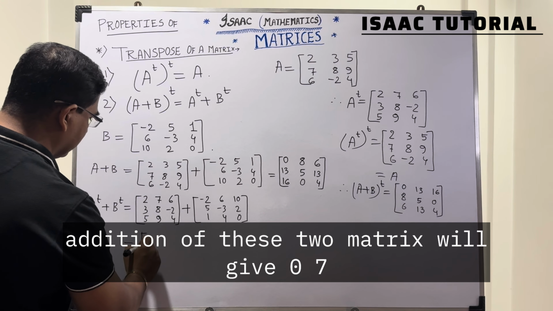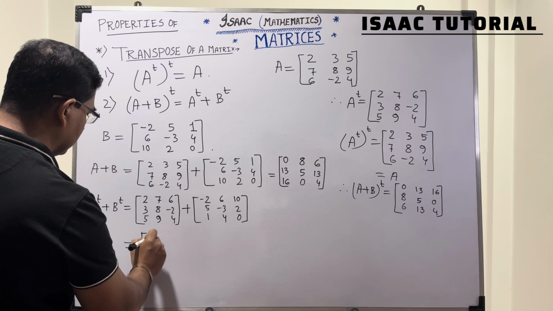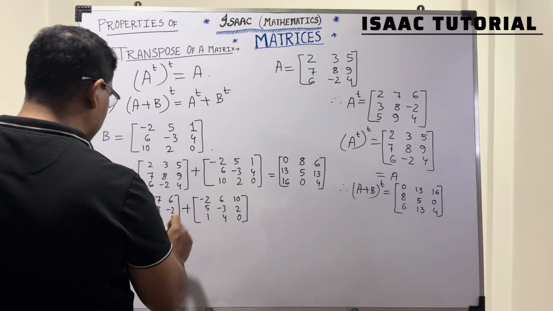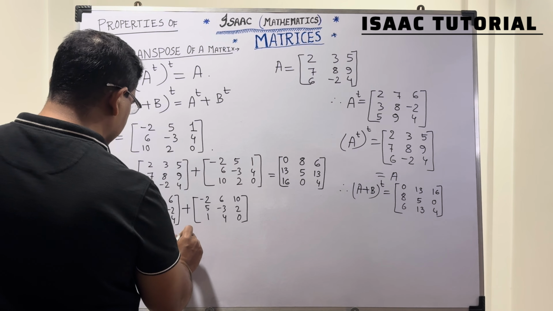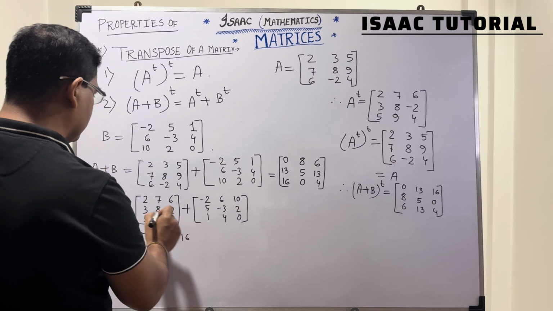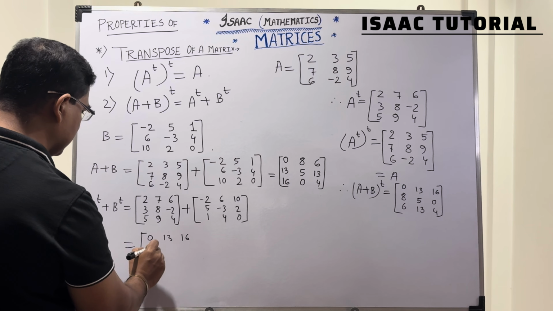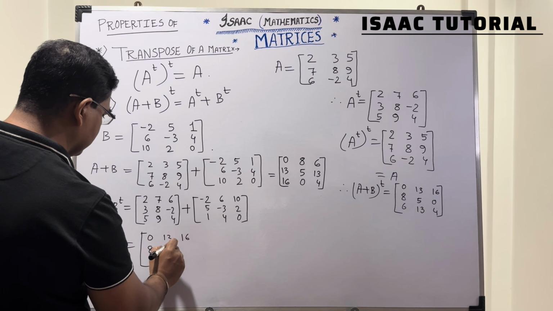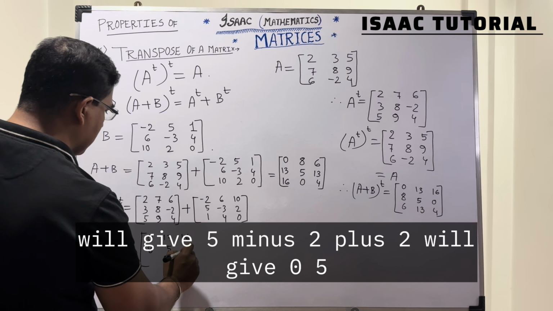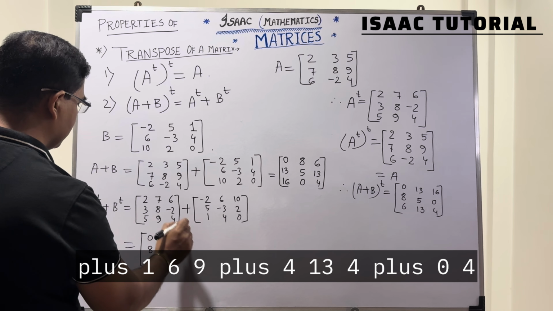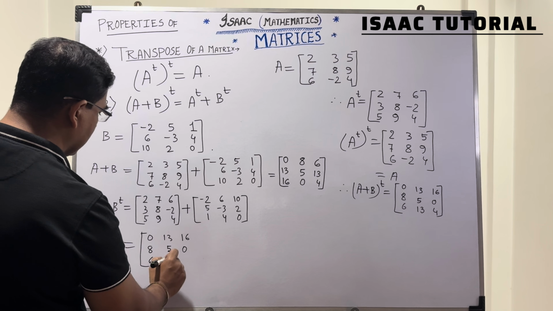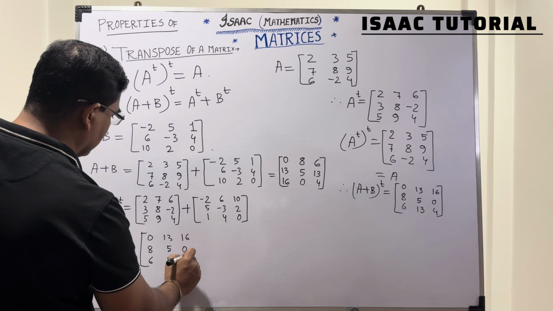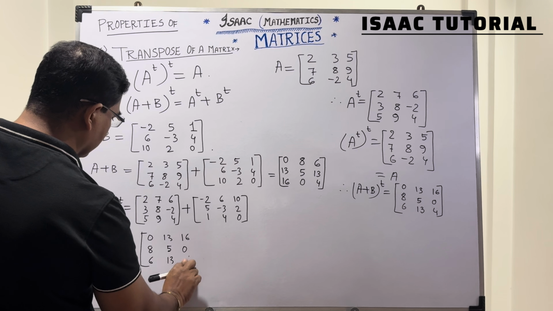Addition of these two matrices will give 0, 7 plus 6, 13, 6 plus 10, 16. 3 plus 5, 8. 8 minus 3 will give 5. Minus 2 plus 2 will give 0. 5 plus 1, 6. 9 plus 4, 13. 4 plus 0, 4.